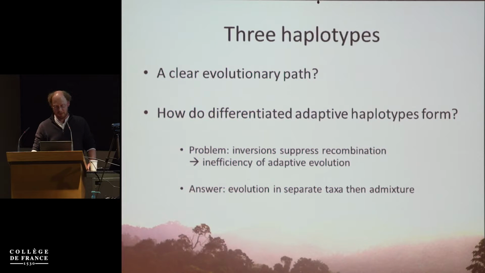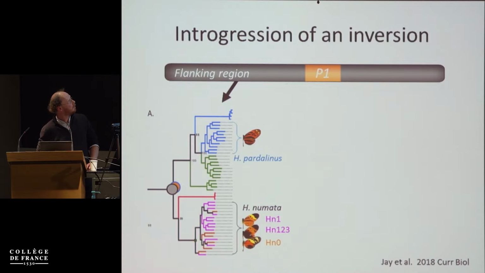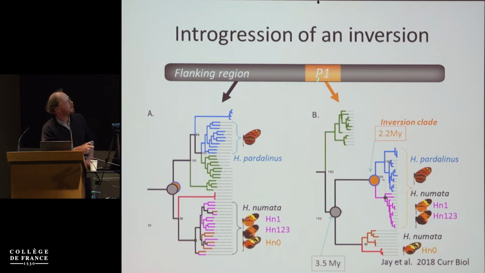And the answer is admixture. So the different haplotypes have evolved, I'll give you the punchline here, in separate taxa, followed by admixture. So if you draw a phylogeny of the Heliconius numata, so these polymorphic populations here, and the other related species in the clade, flanking regions show a very clear lineage sorting between species, as expected. But if you do the phylogeny in the P1 inversion, which is 400 kb, then you find all the inverted haplotypes clustering with a different species, and all the ancestral haplotypes clustering together with a sister species.